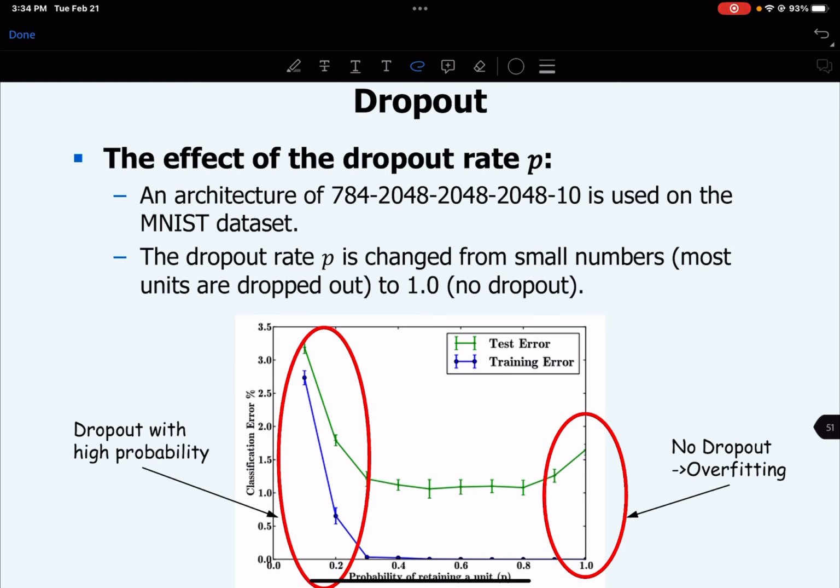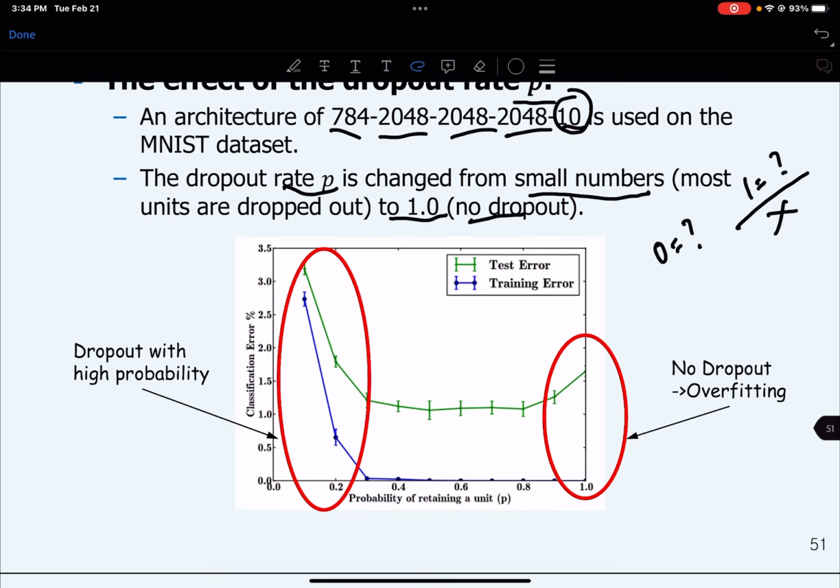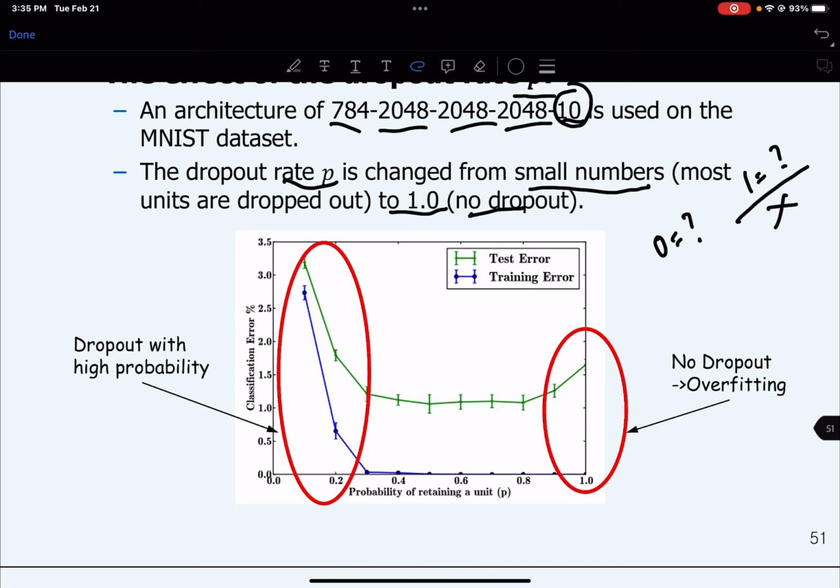So how can we choose, and what is the effect of the Dropout rate at training time for our deep learning training? Let's suppose this is the architecture for the MNIST dataset. The Dropout rate P is changed from a very small number to 1. 0 means Dropout will not be used, and 1 means there is no Dropout. All the nodes are considered. And we are checking the classification error by changing the value of the Dropout probabilities.